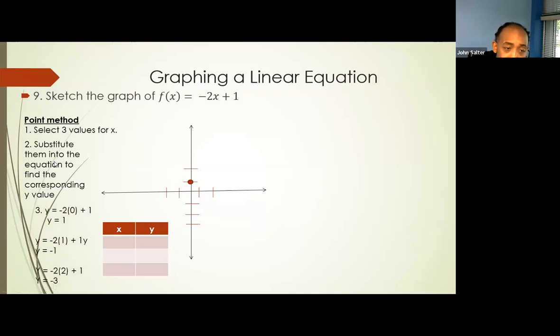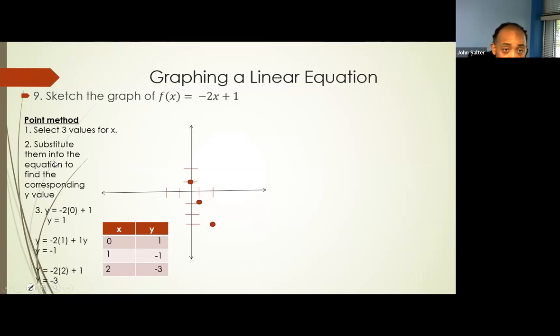So in this case, we plug in 0, a 1, and a 2. Nice, small, easy numbers. I like it. My y values are 1, -1, and -3 when I do the calculations. So I plug all those in, and now I have coordinate points. See this? Boom. Now I have points that I can plot on my graph.